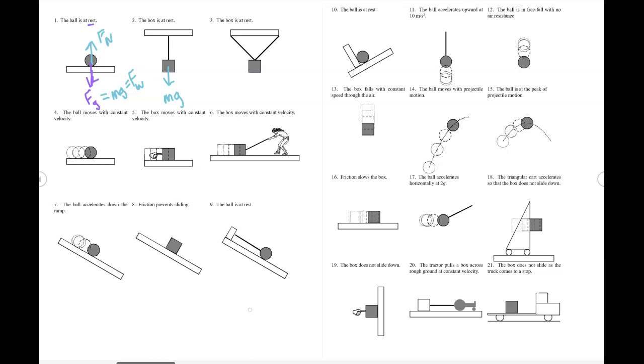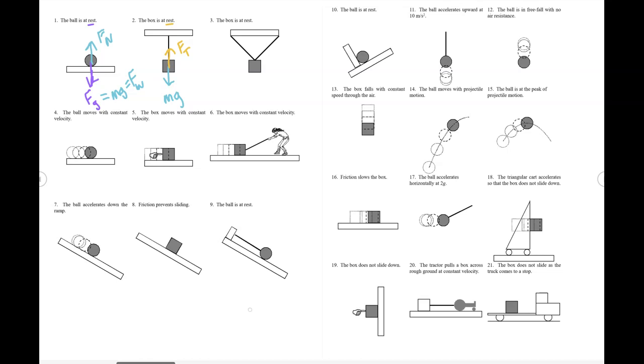So this box is at rest. It's not falling down. What's keeping it from falling down? The tension force right there. My ups are equal to my downs. There's no grid line, so I'm just kind of eyeballing this to get the general sizes.